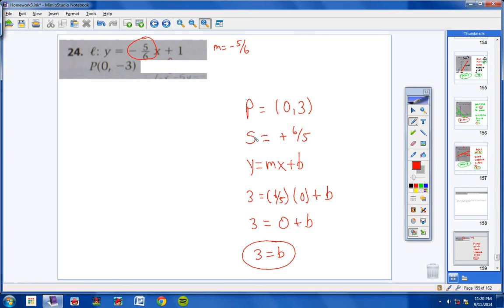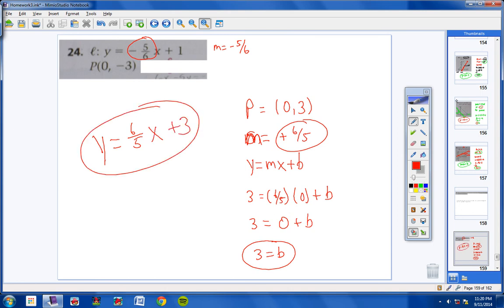I know what m equals. I should put an m here, not s. I know what m equals, so I'm ready to write my equation. Y equals, then you put your slope, 6/5 x, and then your y-intercept, or your b. And there it is. Hopefully we got that right. Let's see if we did.